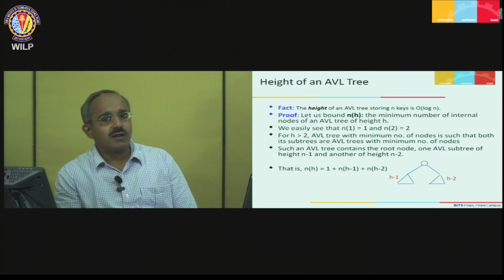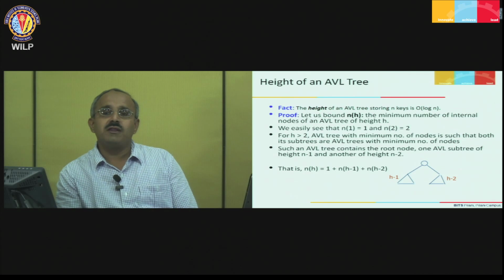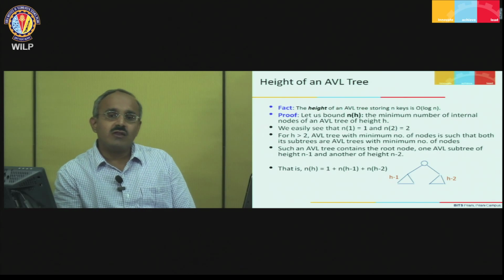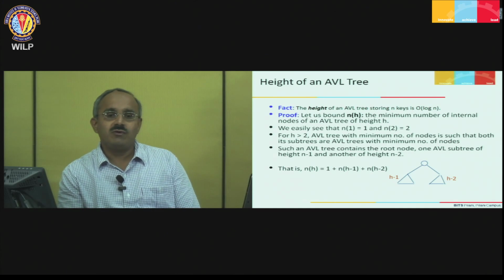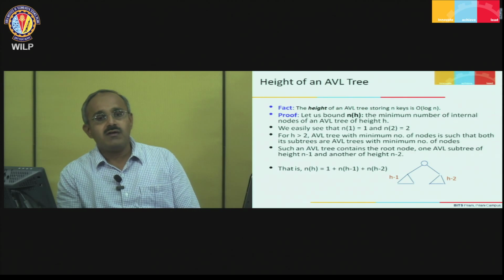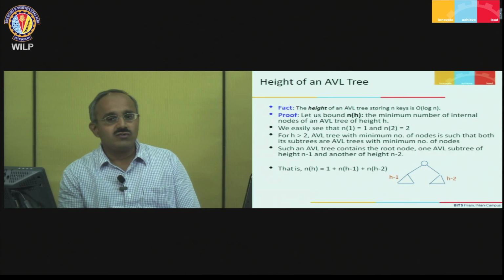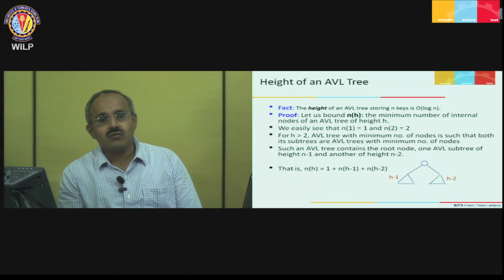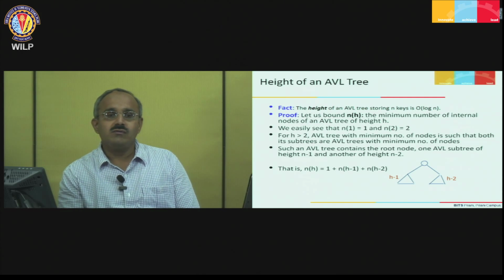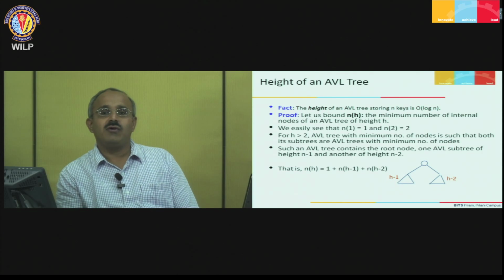So, the proof is going to be by induction, and we are going to let n_h be the minimum number of internal nodes of an AVL tree of height h. We are going to find a bound on this, and that will be used to interpret the bound on the height of the tree. If we know the number of nodes, then we can interpret about height and vice versa. So, we are going to try to find a bound on the number of internal nodes in an AVL tree of height h, and this in turn will be used to bound the height of the tree.